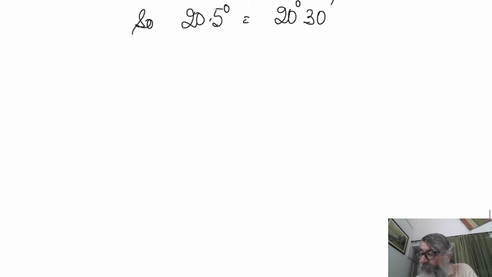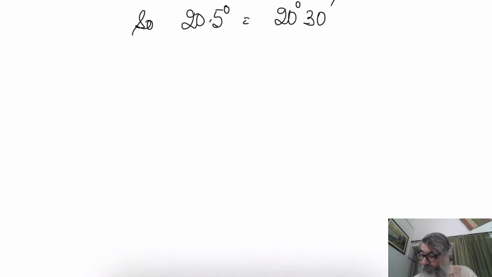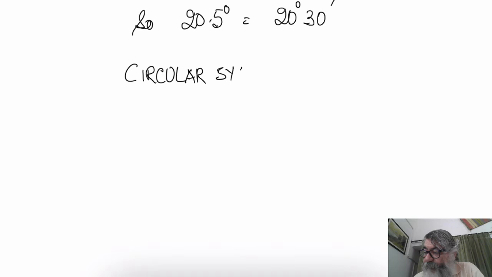Okay, so now let's go further up and see the second system of measurement. The second system is called the circular system of angle measurement.